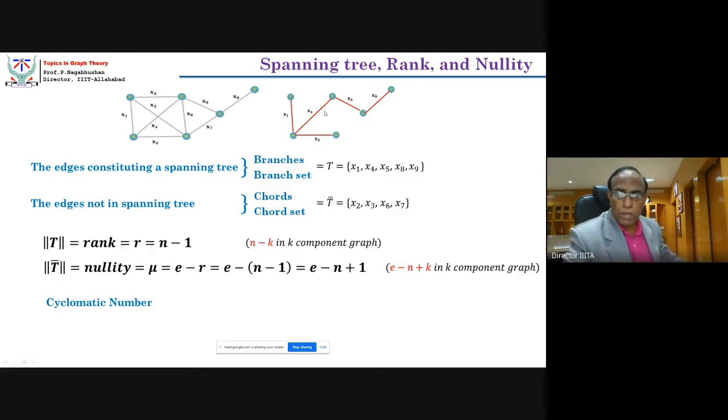You have the tree diagram here. All right, and by definition, apply that definition. Try to remove any edge.